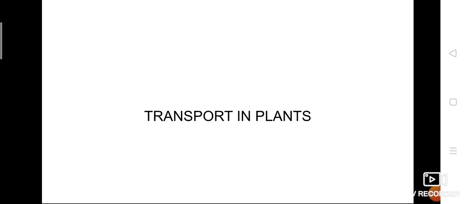So what do you think needs to be transported in plants? What is going to be transported in plants? Which substance needs to be transported in plants? For this question, the answer is very simple. First say, what do plants need? In most of the cases, plants need water, isn't it?